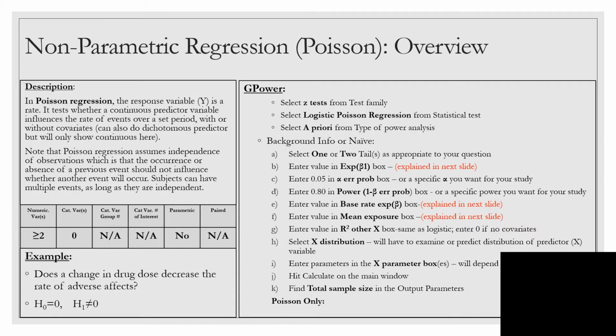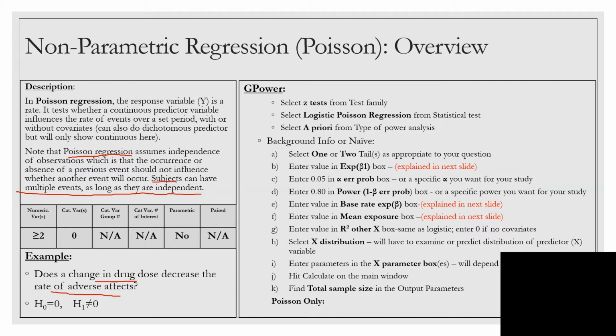Now, it's important to know that Poisson regression assumes independence of observations, so one count won't affect another one. So subjects can have multiple events as long as they are independent. An example of a Poisson sort of question would be, does a change in drug dose decrease the rate of adverse effects?